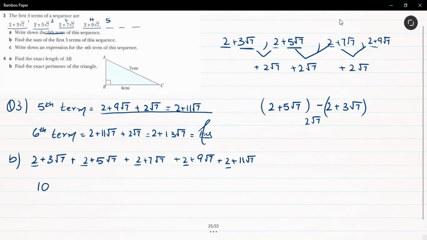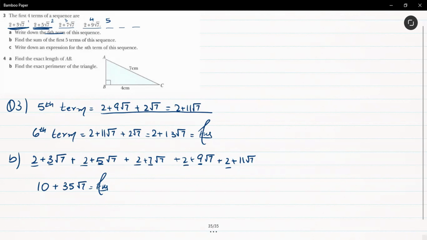So we are just simply adding them up. Plus, now the root 7 coefficients: 3 plus 5 is 8. 8 plus 7 is 15. 15 plus 9 is 24. 24 plus 11 is going to be equal to 35. So this is 10 plus 35 under root 7. Basic mental maths, and your answer is here. That is it for part B.